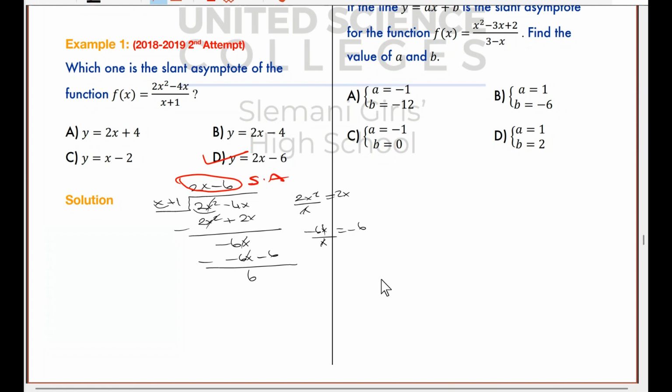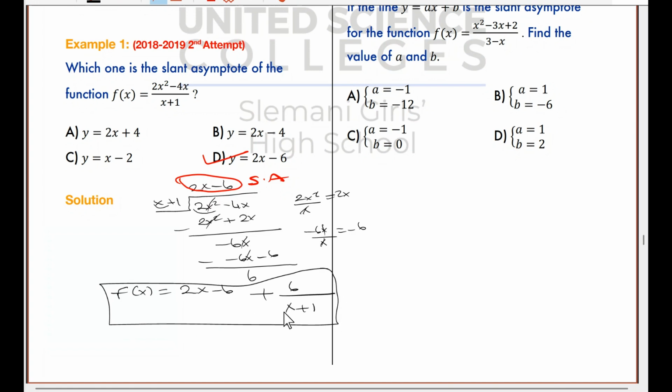If you want to write the new function, you can write f of x equals the slant asymptote, which is 2x minus 6, plus the remainder 6 over the divisor, the denominator. This is also a way of rewriting the function, but the question is not about this. We will be using this in one of the exercise questions. This is how we find slant asymptote, by doing long division. This is the first way.